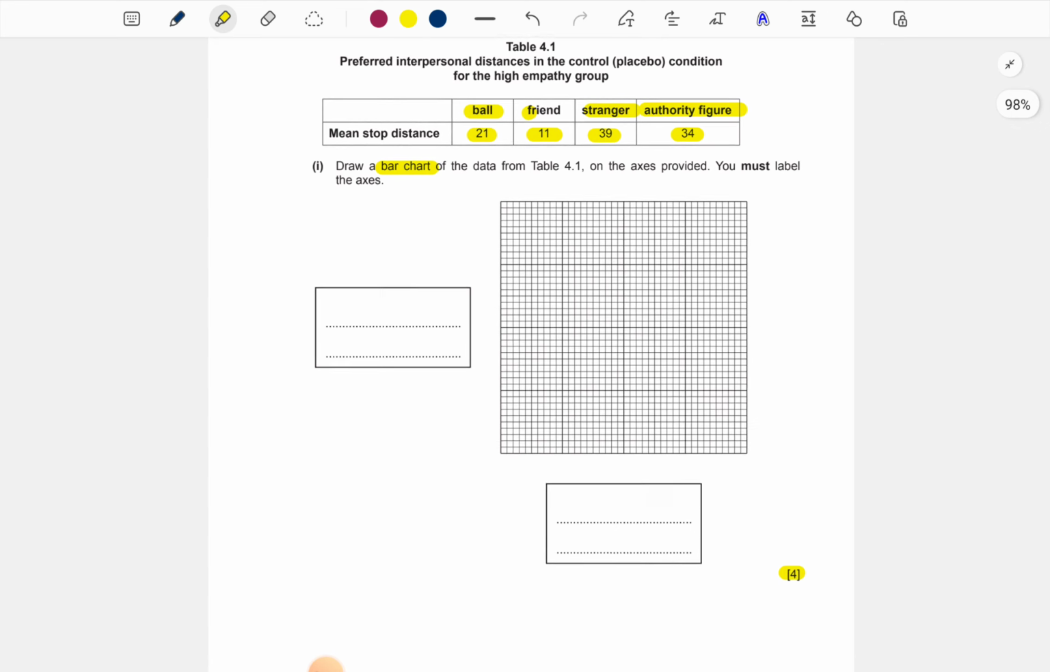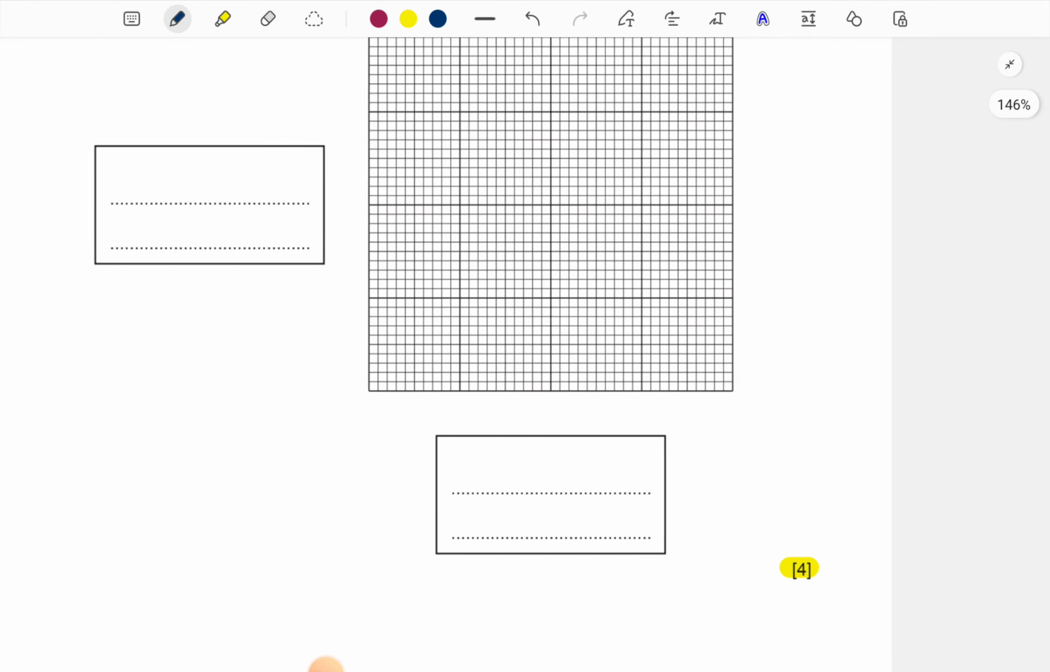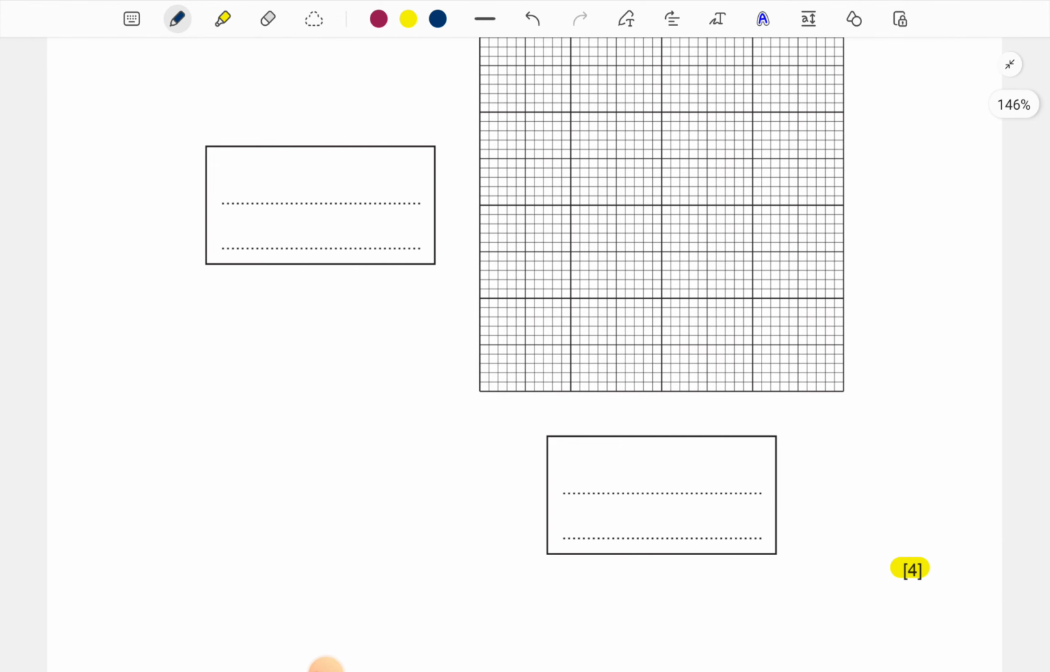Okay, first let's see how to label the axis. So let's go step by step. In a bar graph, always categories come on the x-axis. This is x, as you know.